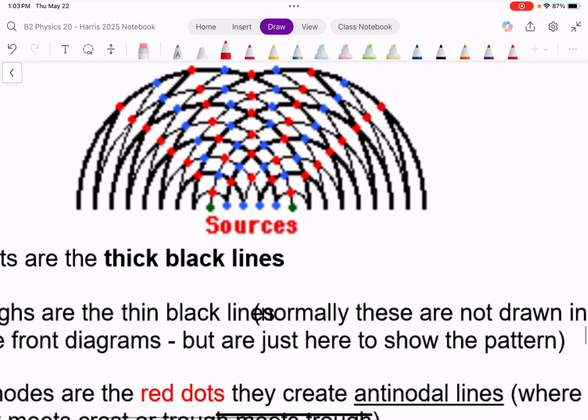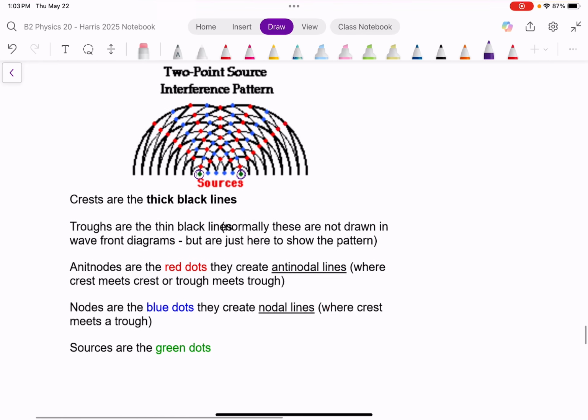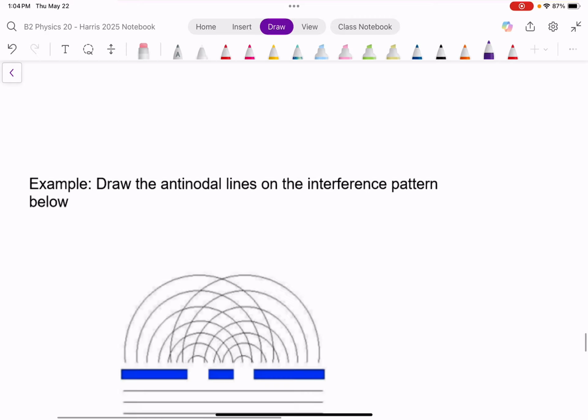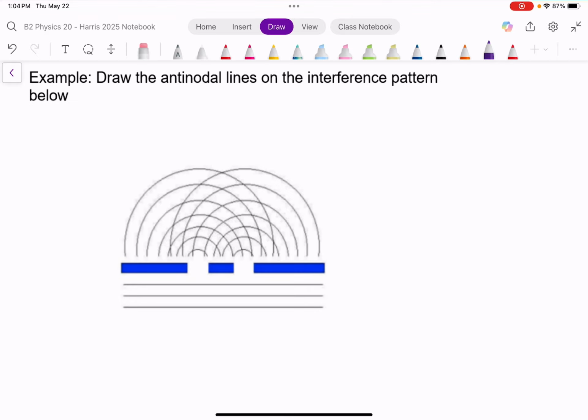Our sources, this is kind of where those two rocks were dropped, okay? These green dots here, that's kind of the first interference pattern. Now, this one is already done up for you, and it's kind of hard to take a look at it. However, we're going to draw our own if you flip to the next page.